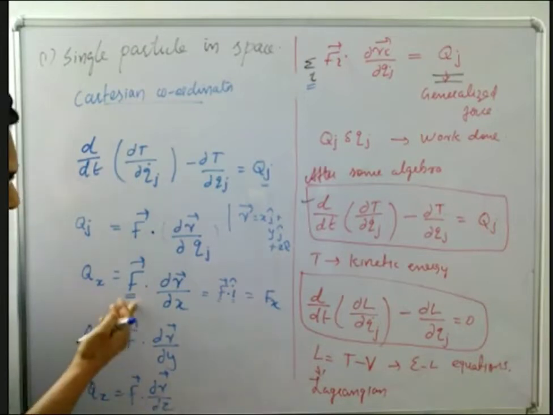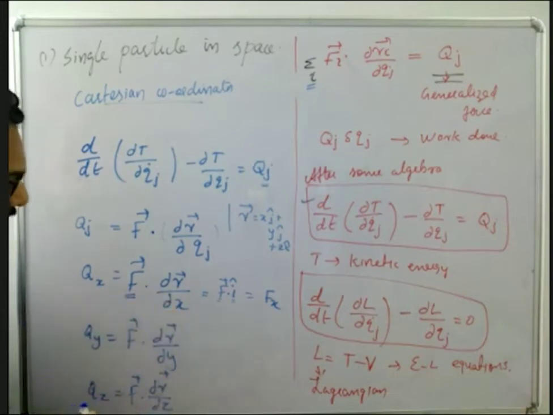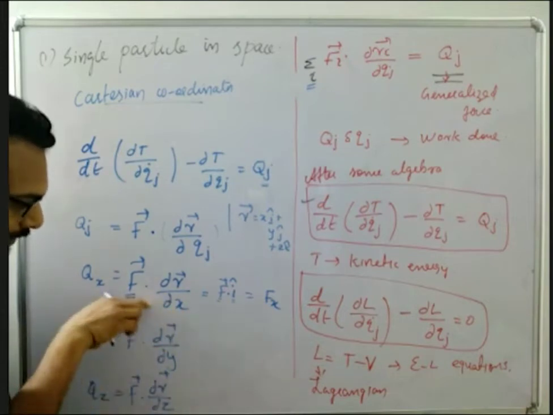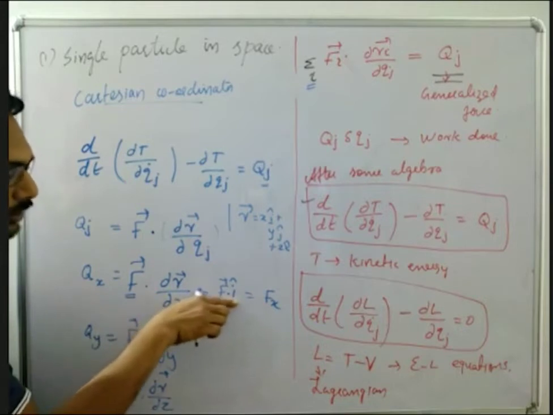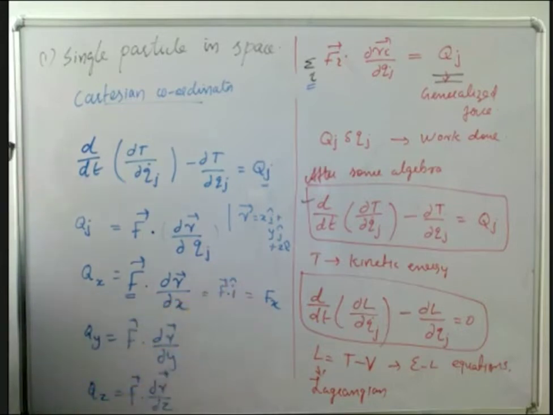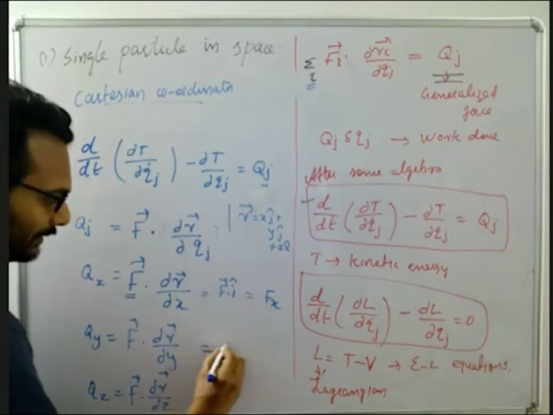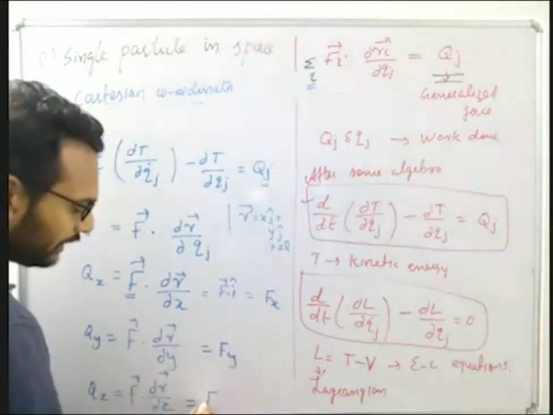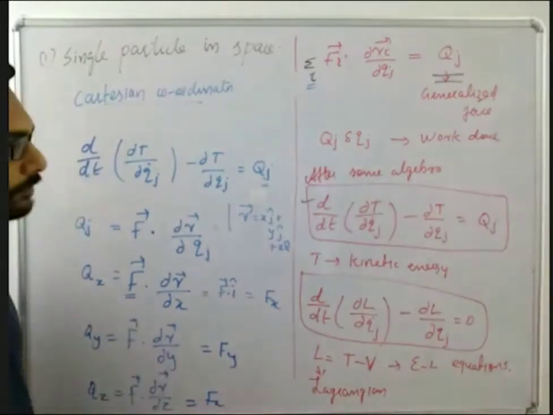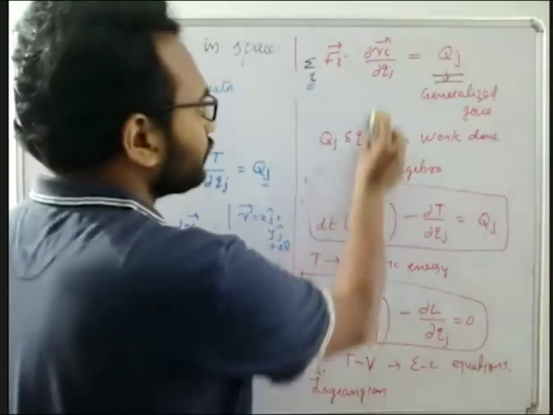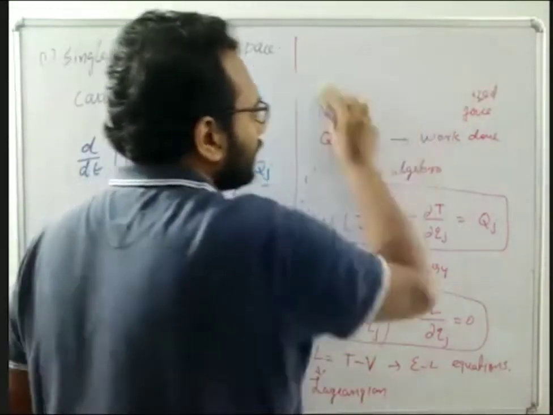Okay, this vector is something real that exists in space. What we do here is just take its components in a convenient coordinate system. Here it's the Cartesian coordinate system. That's all. Right? And similarly, in this case, this would be Fy and this would be Fz. Okay. So that takes care of the Qj part for a single particle.